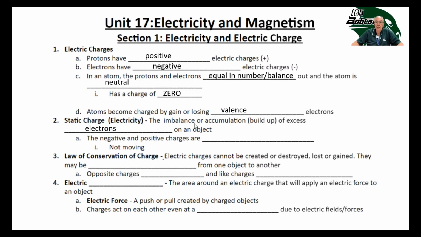Okay. Static electricity is the imbalance or accumulation or buildup of electrons on an object. So like when you rub your feet on the floor or something, or maybe you get static cling in stuff in the dryer and it kind of crinkles as you pull it apart. Okay. All of that is static electricity. So it's electrons that have been transferred from one object to another. The negative and positive charges are static, which means that they're not moving.